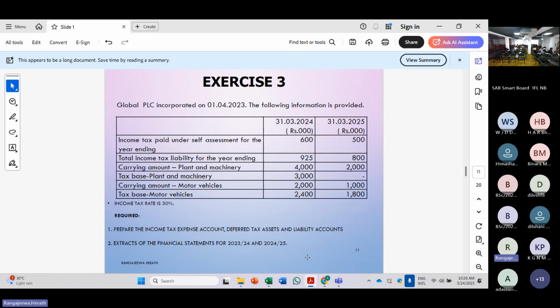Again, account for the tax payable, and the deferred tax asset and liability have already been calculated.